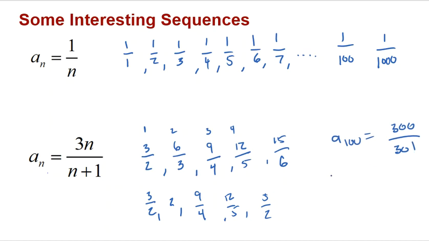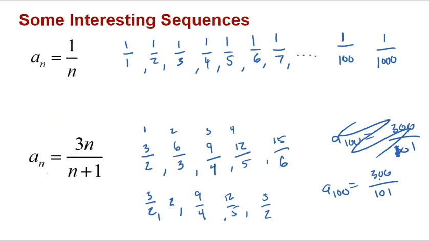Well, notice that this is... oh, wait a minute. 101. Oh my God, I'm just full of mistakes today. I'm so sorry. I make mistakes. Let me redo that. The 100th term: plug in 100 on top, you get 300. Plug in 100 on the bottom, you get 101.